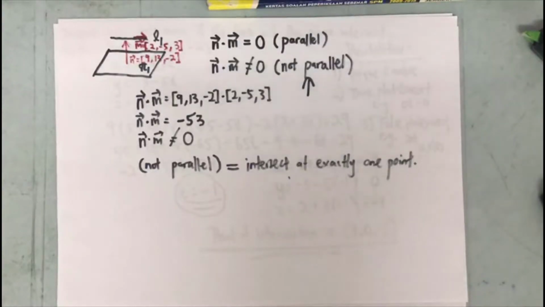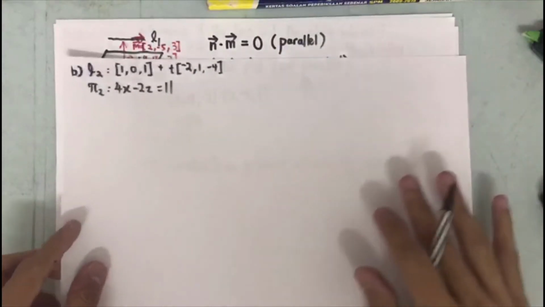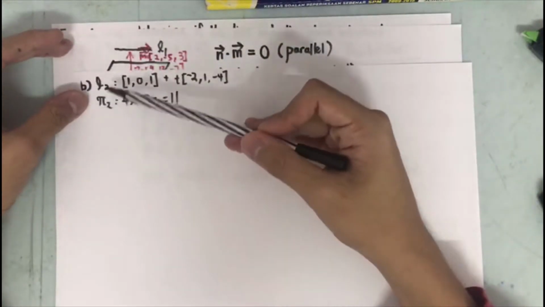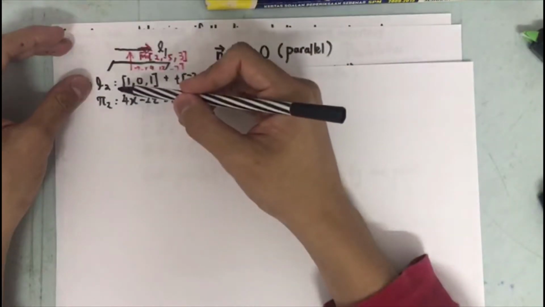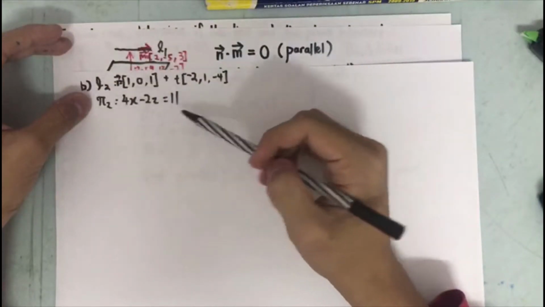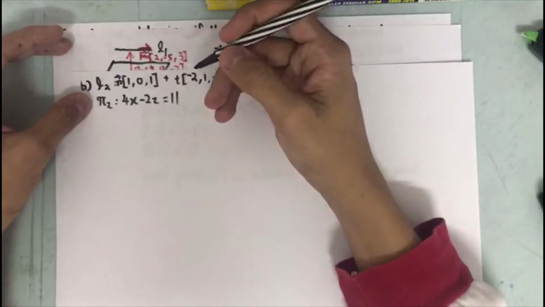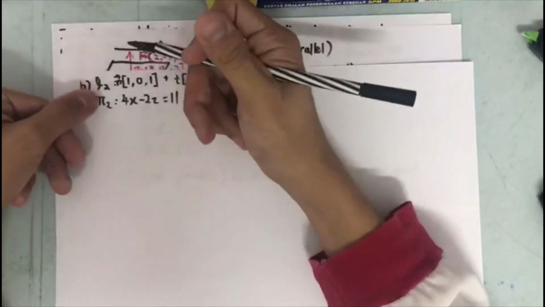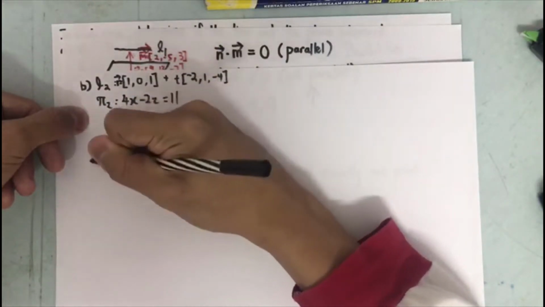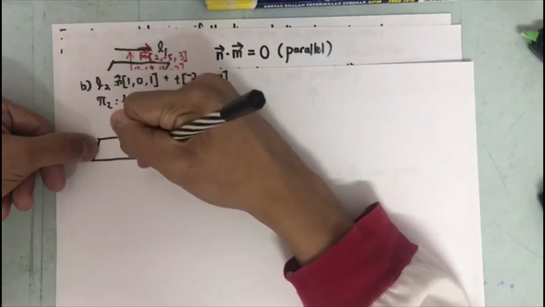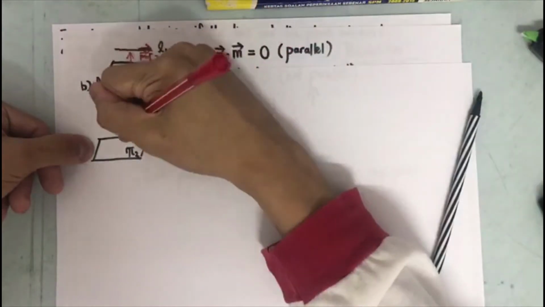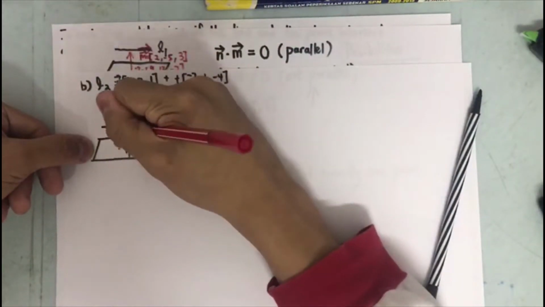Okay, now let's do another question. Similar question, but using the geometric approach one more time. And you see now we have a line and a plane. This is the vector equation of the line. This is the scalar equation of the plane. And now we can do it by visualizing it first. Pi2, and this is L2. The direction vector, normal vector.